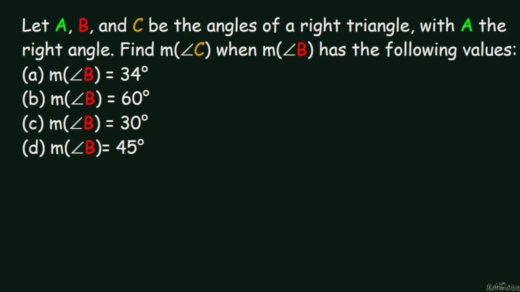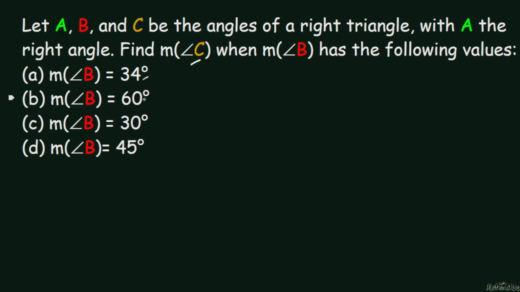Let A, B, and C be the angles of a right triangle, with A the right angle. Find the measure of angle C when the measure of angle B has the following values. So for letter A, your angle B is equal to 34.